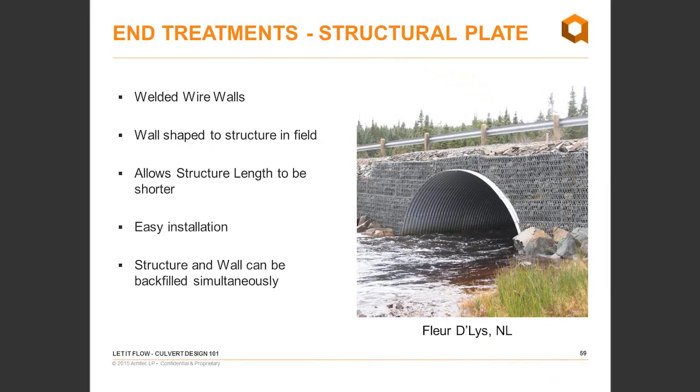Want to step it up a bit? Welded wire walls. These wire walls can be shaped in the field to whatever shape your structure is. The front face of the wire baskets is filled with rock, cobble, or flat slate, and they are very easy to install. As you're backfilling the structure, the erection of the wire walls basically goes hand in hand; you're installing your walls as you go. This particular one is a multi-plate on concrete footings.